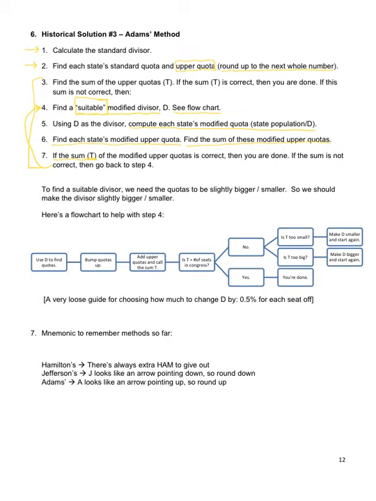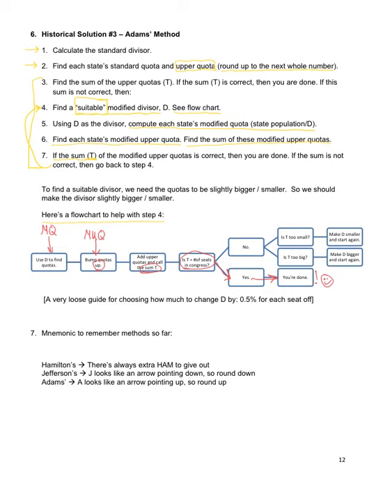And again, here's a flow chart to help you with step 4. And it looks a lot like the previous one. Use your modified divisor to find your modified quotas. But now you round up. Round your quotas up. So we'll call those your modified upper quotas. Previous step, you were finding your modified quotas. When you bump them up, you get your modified upper quotas. Add those modified upper quotas together and call your sum T. And then ask yourself, is T the number of seats in Congress? If the answer is yes, you're done.